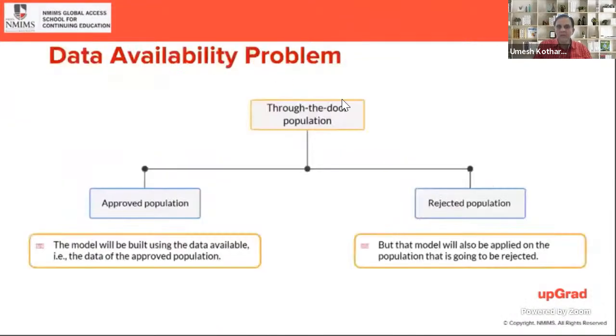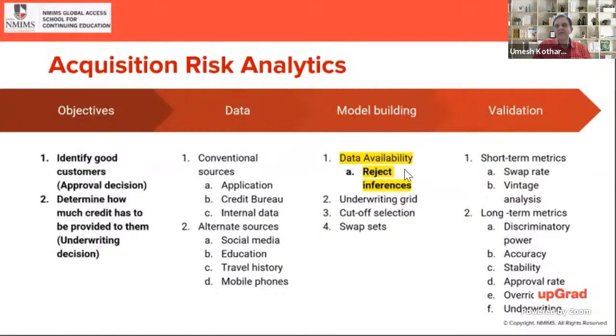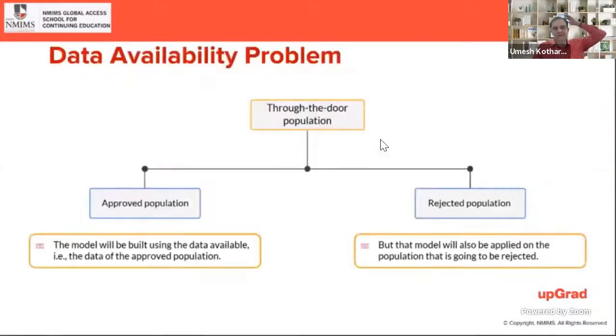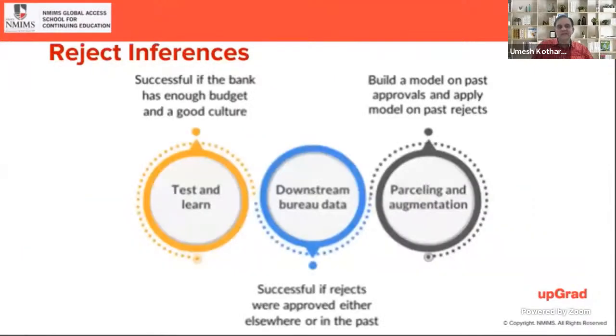But let's talk about the problem that might happen before you build your model at the acquisition stage. The customer who walks in and says, I want to start a relationship, a loan or credit card, either gets accepted or gets rejected based on whatever checks and balances you would have done at the back end to be able to take that decision. So reject inference is a technique that you use in your model building.